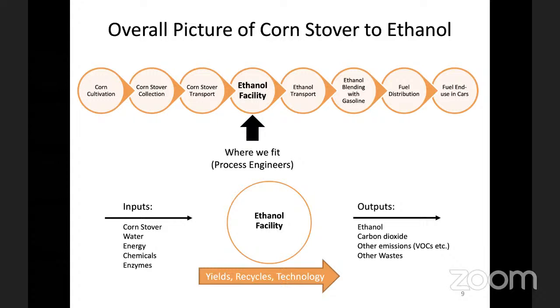And you have the inputs of corn stover, water, energy, chemicals, and enzymes. You have the outputs of ethanol, carbon dioxide, other emissions, and wastes. And you have yields, recycles, and technology. So these are what we can theoretically control as process engineers. Mostly when you are doing a life cycle assessment, you only have these few variables to play with or tweak. And that is why it is important for us to understand the overall picture, so that we understand where we are fitting and how we can control the process that we are dealing with.